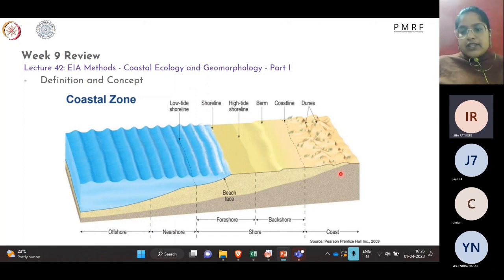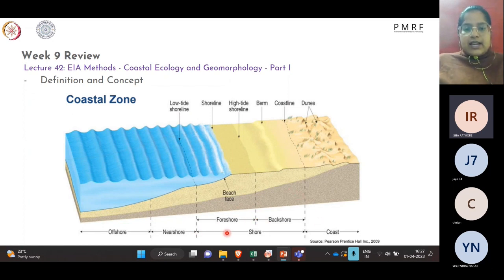So for example, we have the coast at the far end, and it can have dunes and other things. And then you have the coastline that separates the coast from the other coastal zone features. Then you have the backshore and the foreshore. This is again based on the sedimentation deposition and how high your tides rise. So these are defined by that. Then you have the beach face, which is again where the water level comes, or the shoreline. Then you have the low tide shoreline and the high tide shoreline. So the high tide shoreline is the differentiating factor between the backshore and the foreshore.